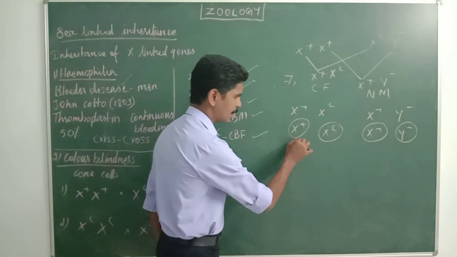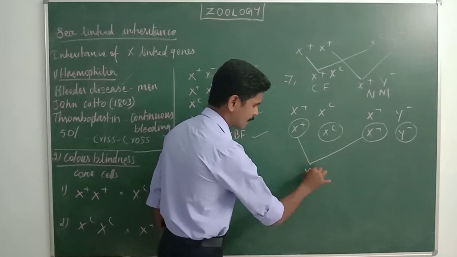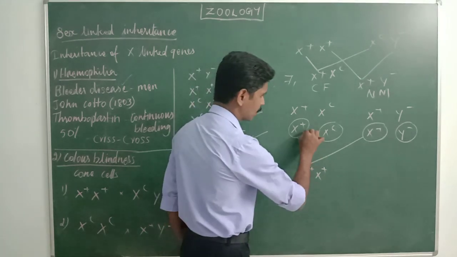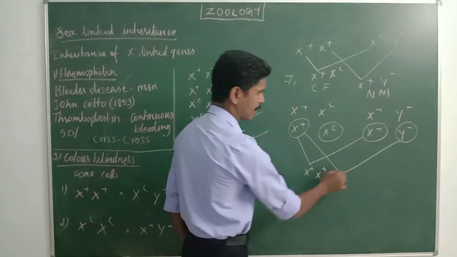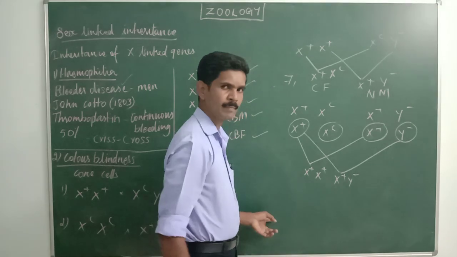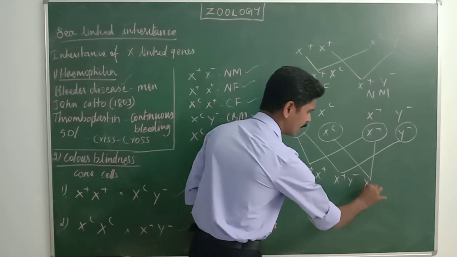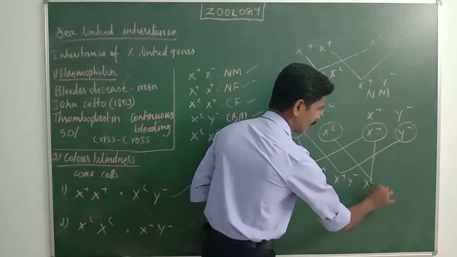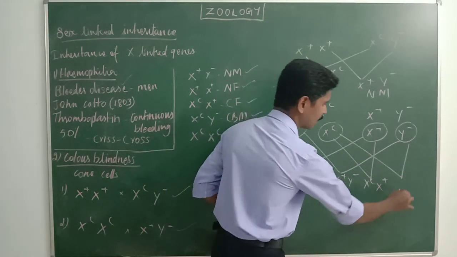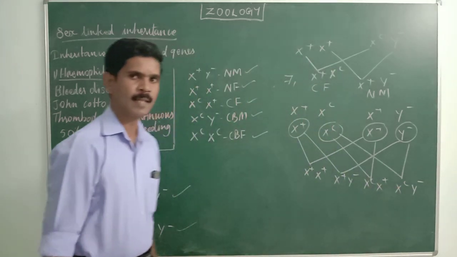Listen very carefully. Suppose these two gametes fuse, what will we get? X plus and X plus. Then suppose this gamete fuses with this gamete, we get X plus Y minus. Then we get XC X plus. And when this gamete fuses with the last gamete, we get XC Y minus.